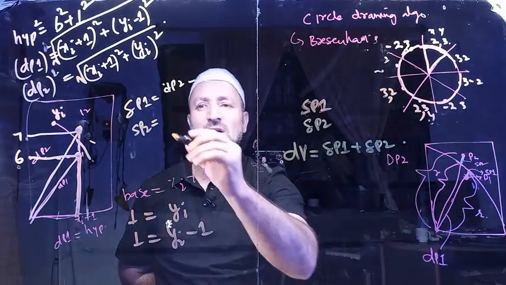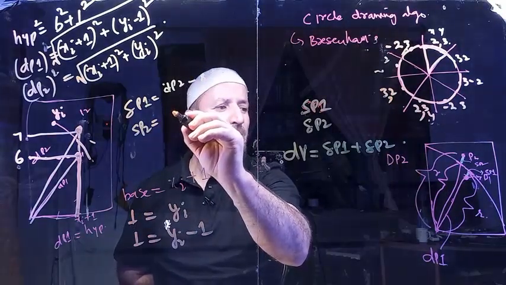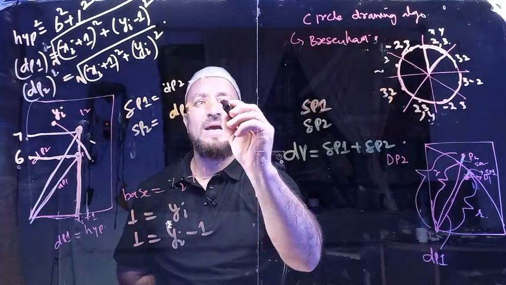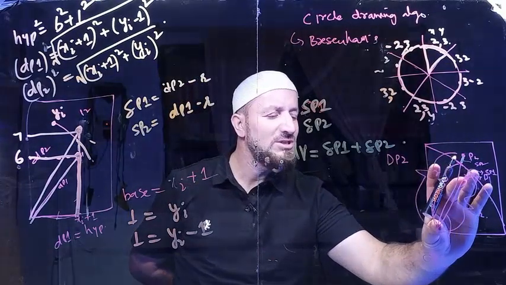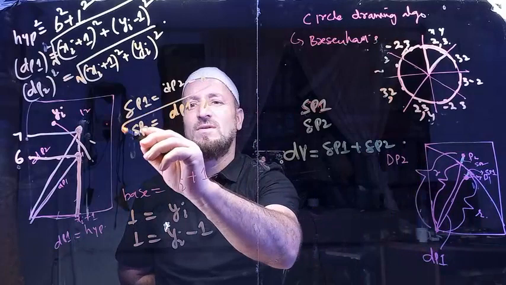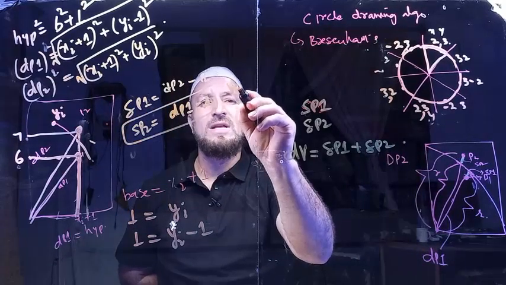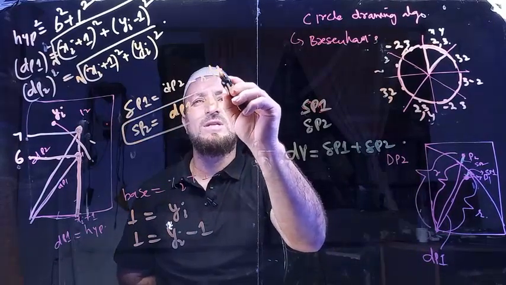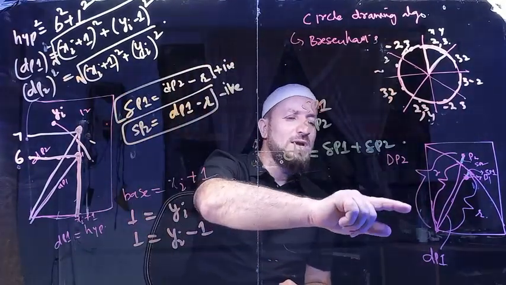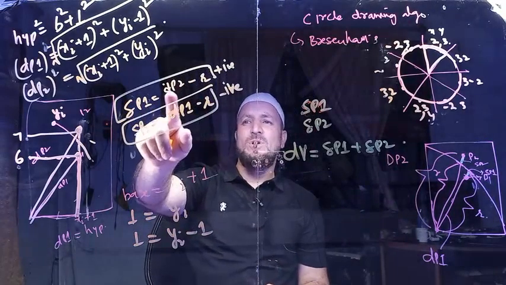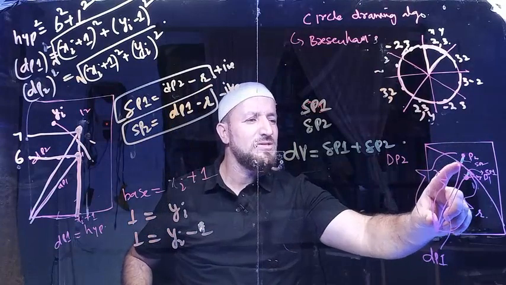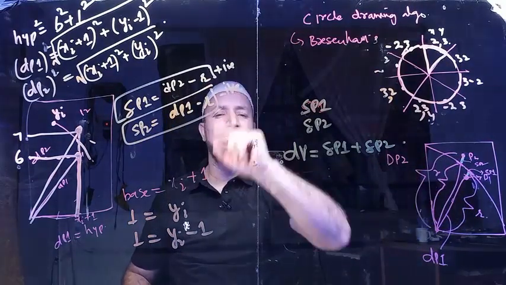Same way I do here, delta P2 is dP1 minus R. Now dP1 is this much, R is bigger. So that means this will come negative. This will come negative all the time, and delta P1 will come positive all the time. Why does this come positive? Because dP2 is bigger than the radius, so dP2 minus the radius comes positive all the time.